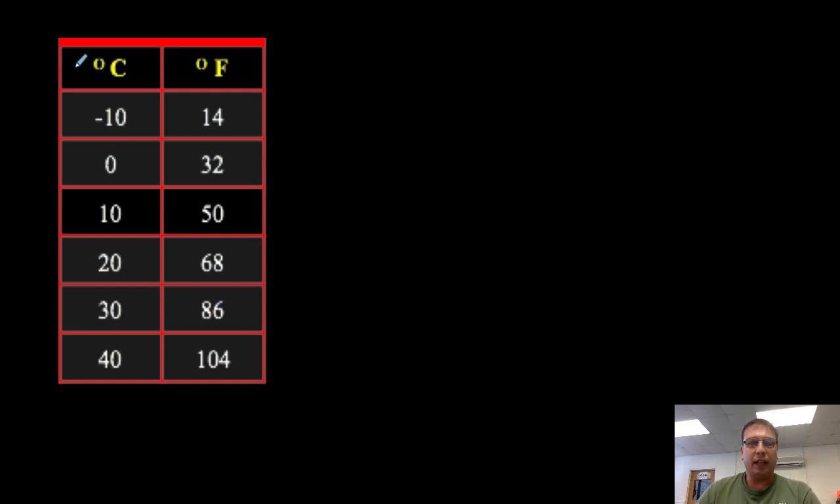If we take a look at this, negative 10 pairs off with 14. 0 with 32, 10 with 50. I don't have any repeats here. So the fact that I have no repeats makes it so that we do have a function. So yes, this is a function.